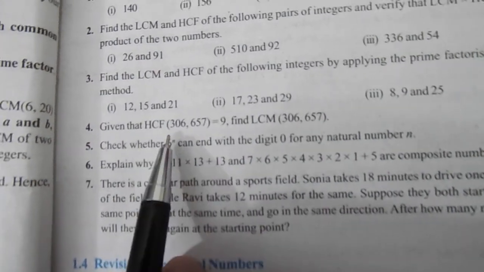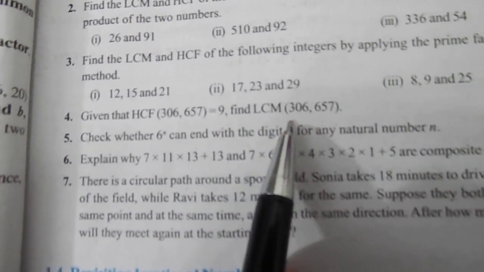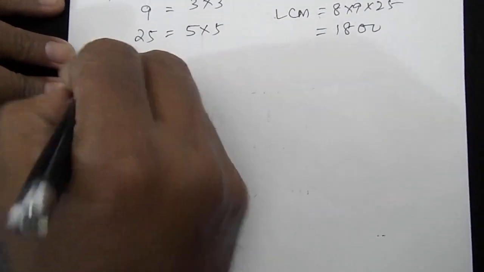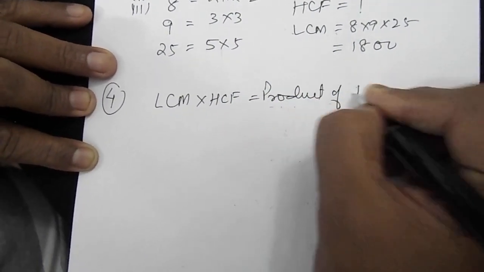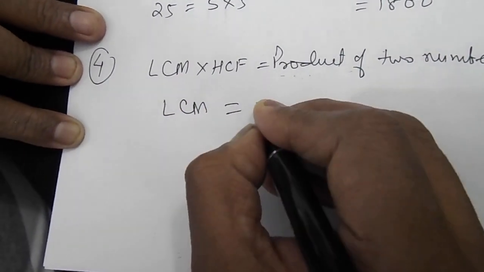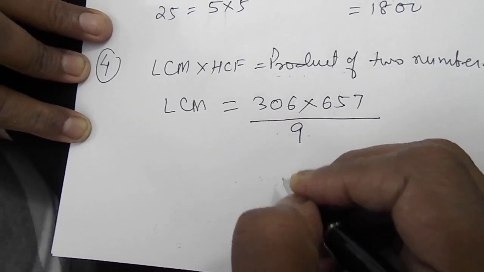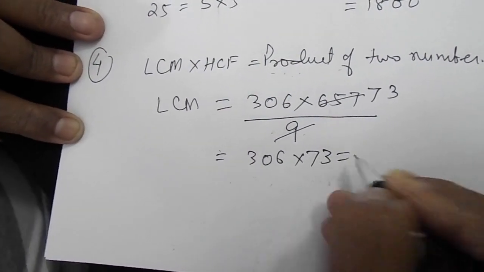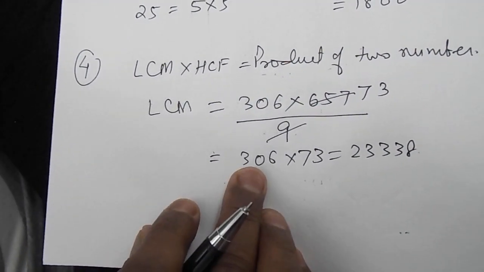Now moving on to question number 4. Given that HCF of 306 and 657 is equal to 9, find the LCM of 306 and 657. Students, we have to use the concept LCM into HCF is equal to product of two numbers. We have to find LCM. So LCM will be 306 multiplied with 657 upon 9. With 9, if I cancel this term, it will go 73. So this will be 306 into 73, which gives me 22338. So that is the LCM of these two numbers.